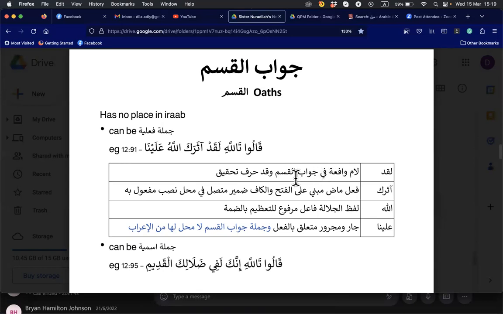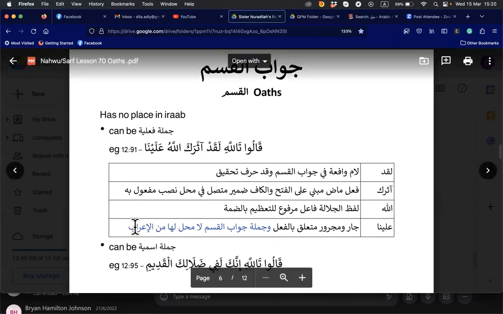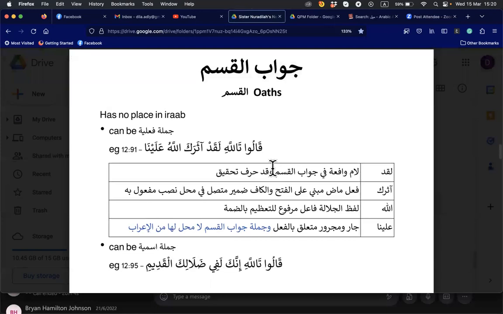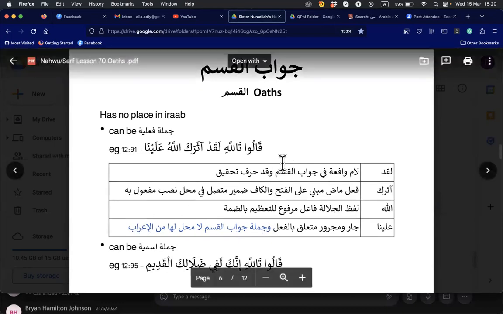Okay, and then of course you will do your i'rab as per normal, or is half tahqiq, and then tharoka is your fi'il madi, lafzu jalalah is your fa'il, kaf is your maf'ul, alaina is your jar wa majrur. Usually we say this here. In the notes I did put it, but when we do our i'rab, we start to put everything here, so that we are on track and we know where we are.